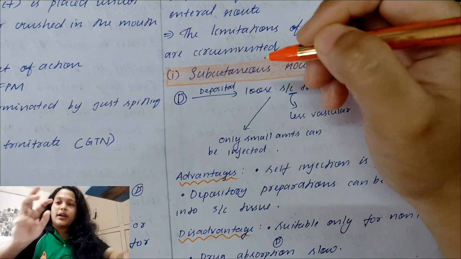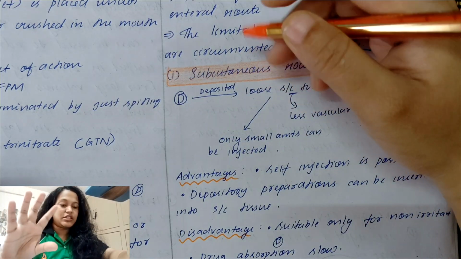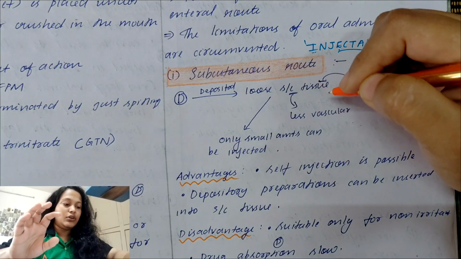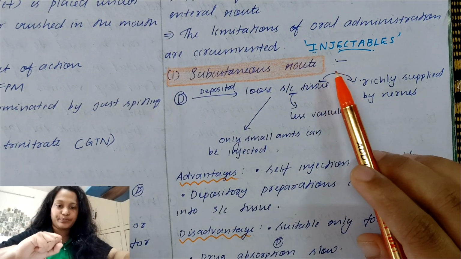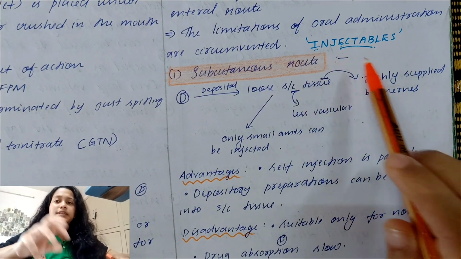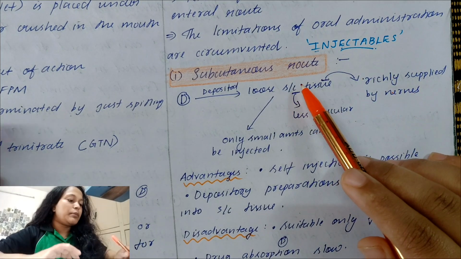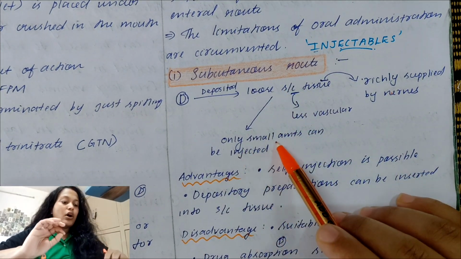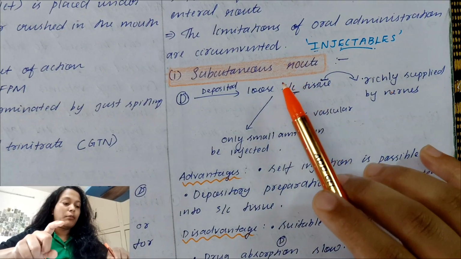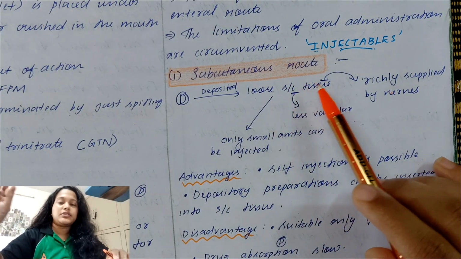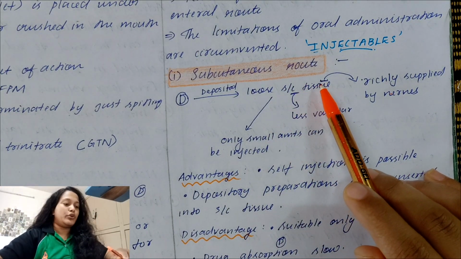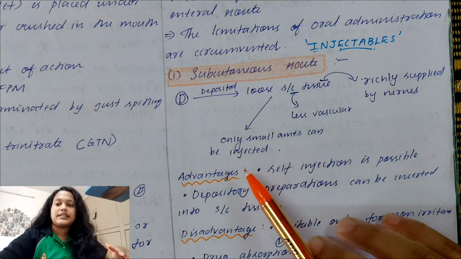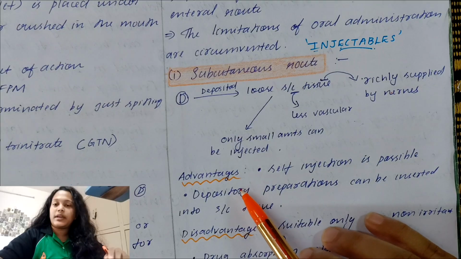Under injectable, first we are going to discuss the subcutaneous route. When we are giving a subcutaneous injection, the drug is deposited in the loose subcutaneous tissue. This tissue is richly supplied by the nerves and it is less vascular, so through this route only a small amount can be injected.